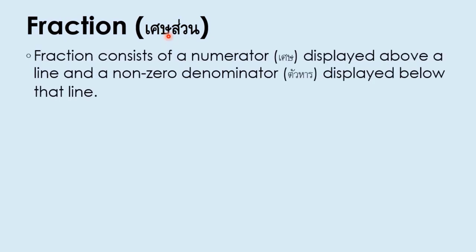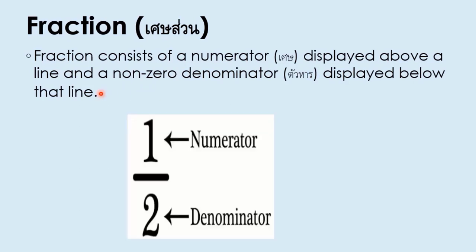What are fractions? This is the Thai translation of fraction. A fraction consists of a numerator displayed above a line and a non-zero denominator displayed below that line. You will better understand this definition by this. Fractions consist of a numerator and a denominator separated by this line.